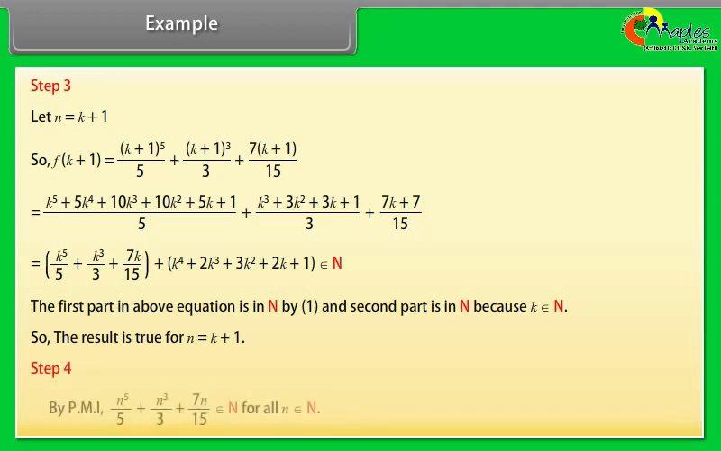Step 4. By the principle of mathematical induction, n raised to power 5 by 5 plus n raised to power 3 by 3 plus 7n by 15 belongs to N for all n belongs to N.